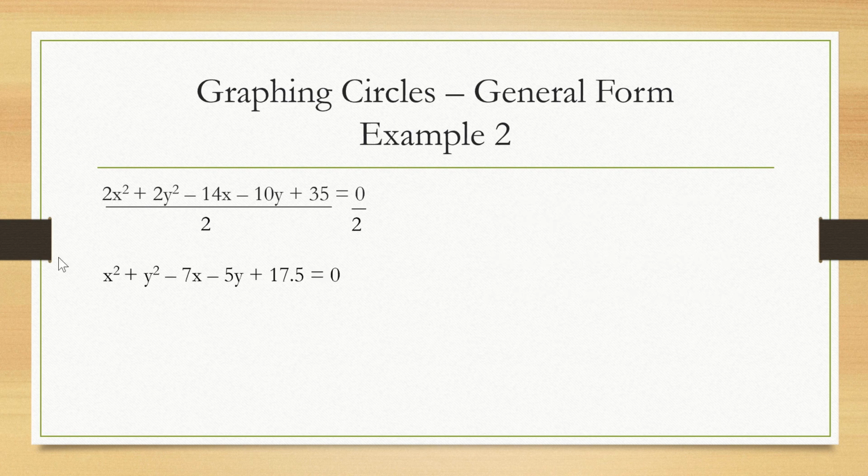Okay, so once you do that, the 2's here cancel out. You have negative 14 divided by 2, which is negative 7. Here you have negative 10 divided by 2, which is negative 5. We have 35 divided by 2, which is 17.5. And then that equals 0 divided by 2, which is just 0. So that's your equation. Then we're going to follow the steps that we did in example 1. So we move the constant to the other side like this. We group the x terms and the y terms together, and notice that the constant is still here. And then we move on to step 2.